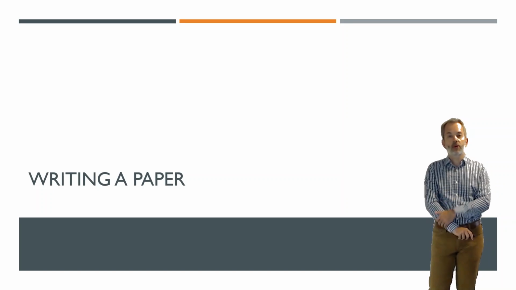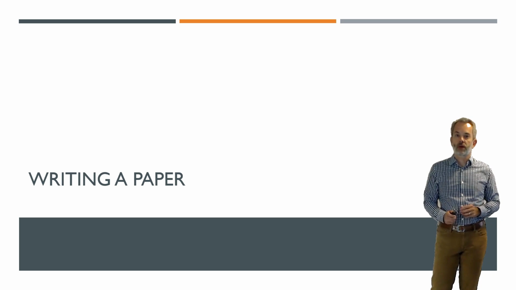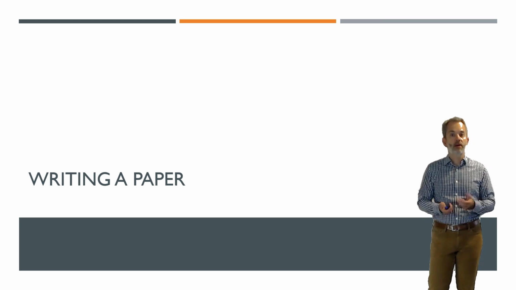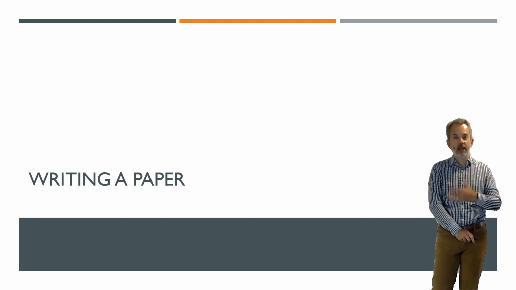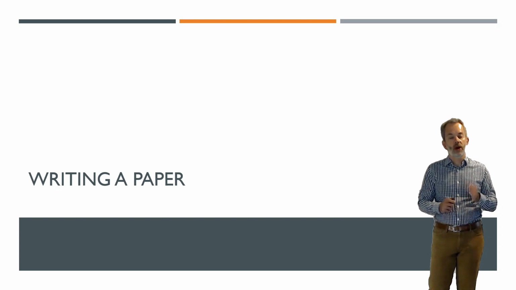Research papers are only one kind of writing that economists do. Economists may also write consulting reports, policy briefs, memos, presentations, and blog posts. But many of the main ideas are consistent across these different types of writing.